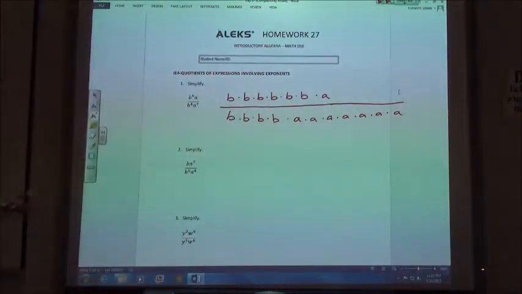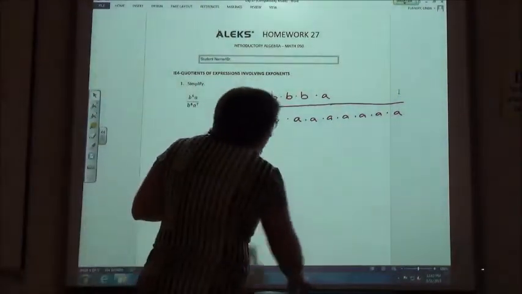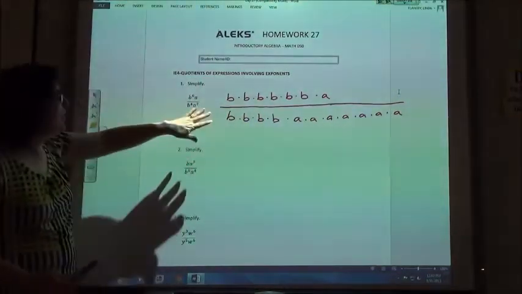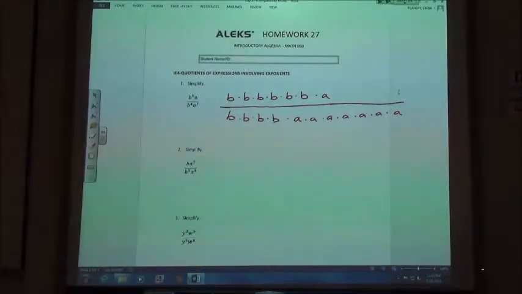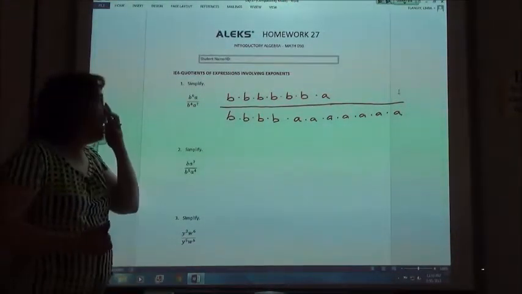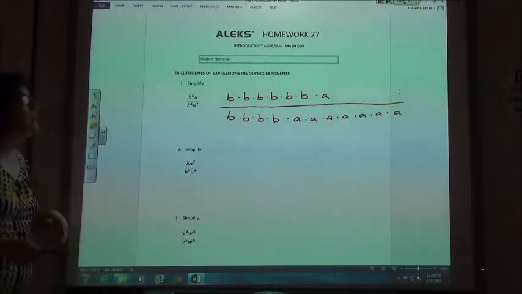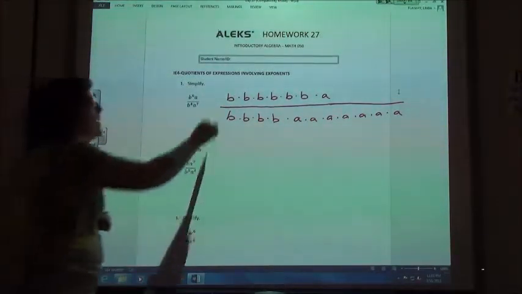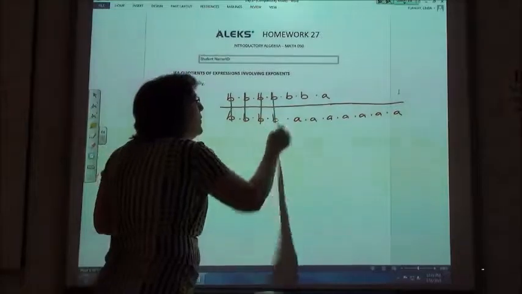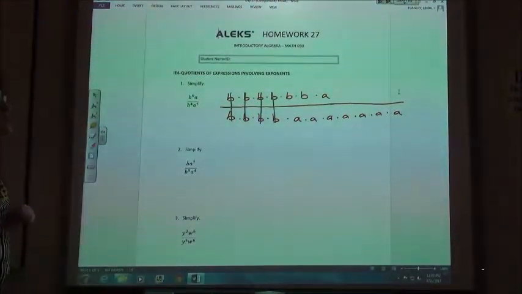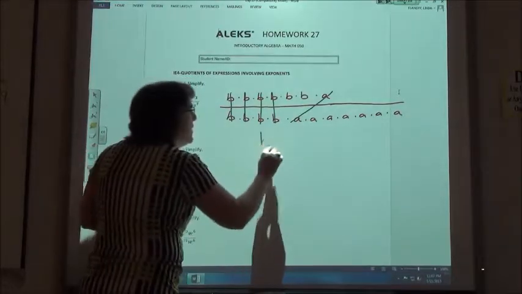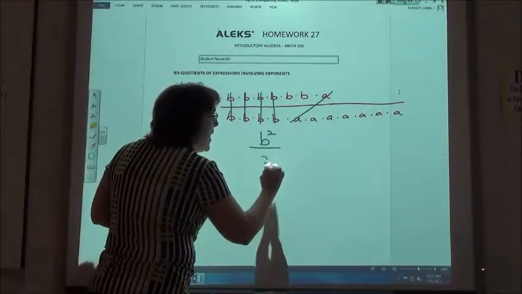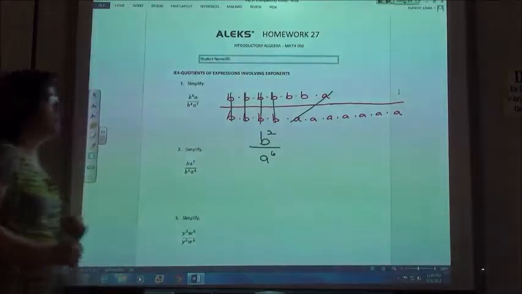So what I'm ending up doing is canceling out the common factors on the top and the bottom of my fraction. So if I look at this, how many of those b's can I cancel out of there? You mean how many of them are the same? Yep. Okay, so then 4. I cancel out 1, 2, 3, 4 of them. And how many a's can I cancel out of there? 1. Just one of them. So what I end up with is b to the second over a to the sixth, right?